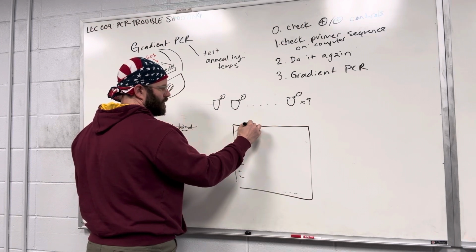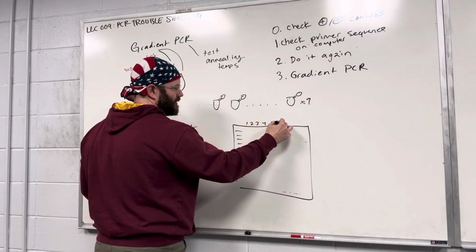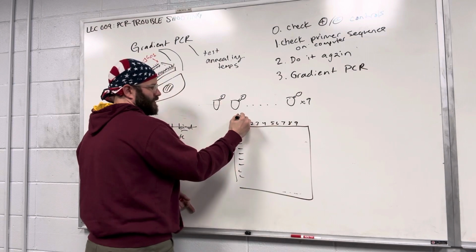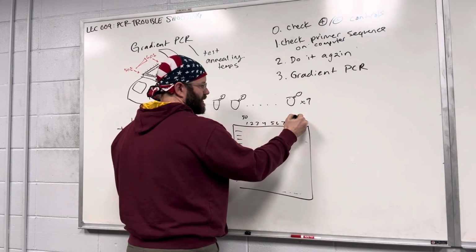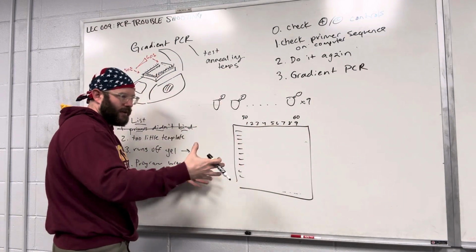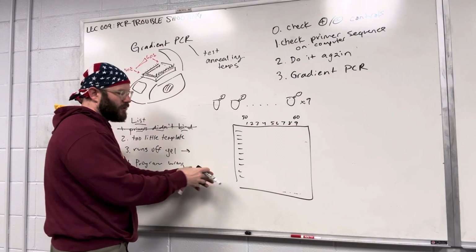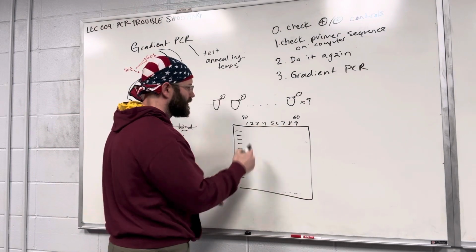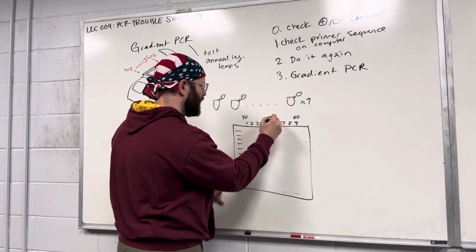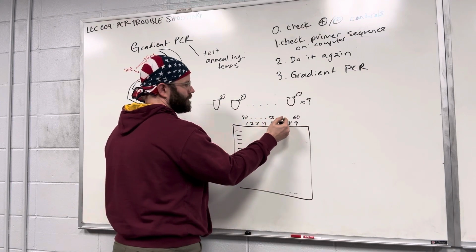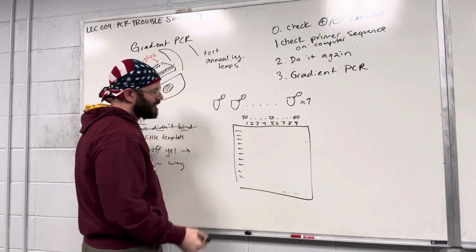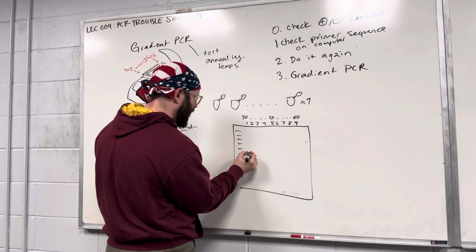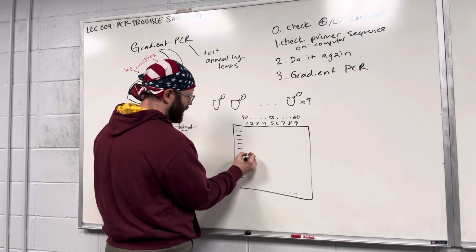Let's say 1, 2, 3, 4, 5, 6, 7, 8, 9. So this one is 50, this one is 60. Maybe you'd go higher, maybe you'd spread, or maybe you'd go lower. You can spread the ranges pretty far. So that means this one in the middle is 55, etc. Okay, and you'd run a gel, and let's say you saw a pattern that looks like this.